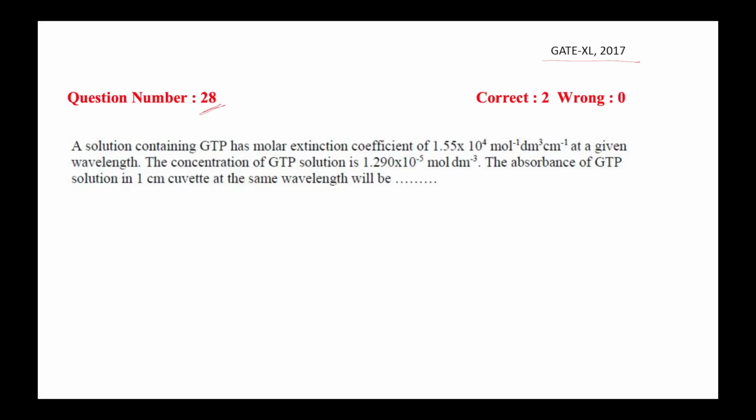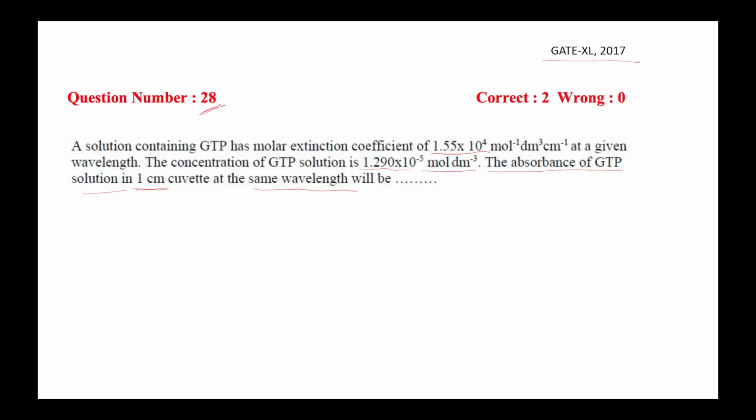This question states that a solution containing GTP has a molar extinction coefficient of 1.55 × 10^4 per mole decimeter cube per centimeter at a given wavelength. The concentration of the GTP solution is 1.290 × 10^-5 molar. The absorbance of the GTP solution in a 1 centimeter cuvette at the same wavelength will be?